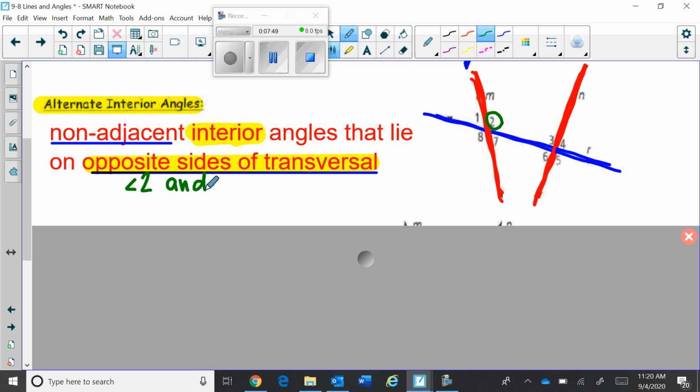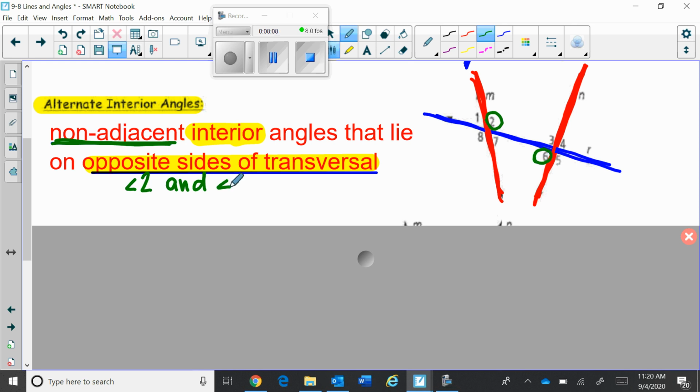And so we're going to find its alternate interior angle. So we're on the opposite side of the transversal. So on the other side, we're either 7 or 6. But we are non-adjacent, so we are not side by side. So it'd be 2 and 6. They're across from each other, diagonal.